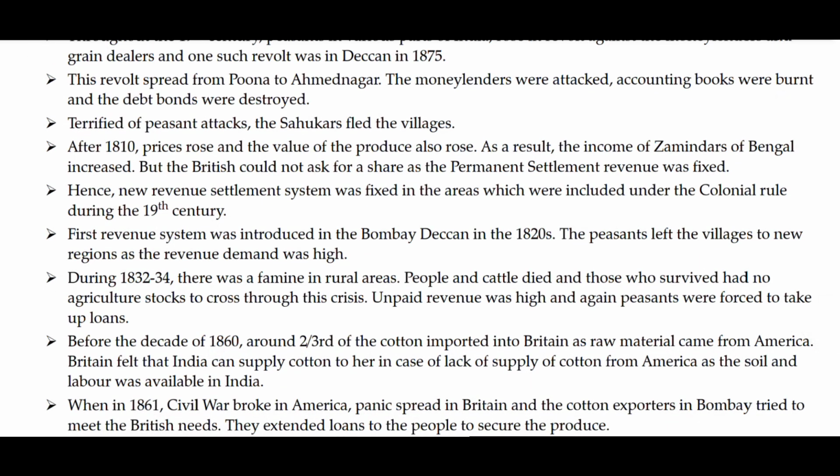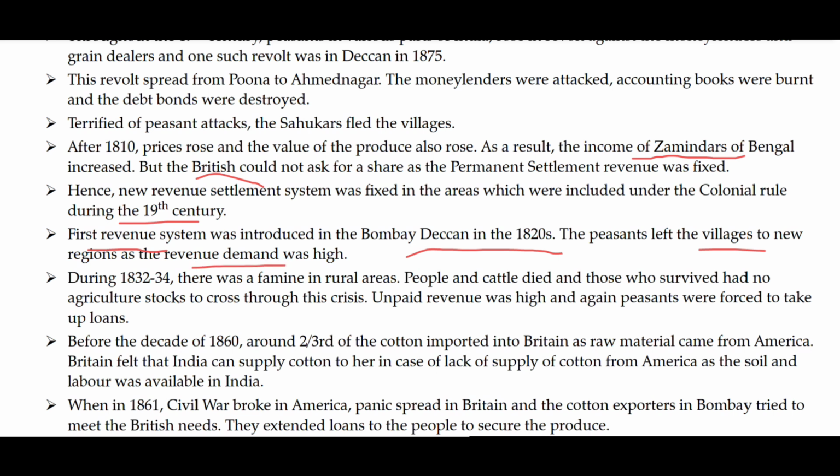After 1810, prices rose and the value of produce also rose. As a result, the income of zamindars of Bengal increased, but the British could not ask for a share as under the permanent settlement the revenue was fixed. Hence, a new revenue settlement system was fixed in the areas which were included under the colonial rule during the 19th century. The first revenue system was introduced in the Bombay Deccan in the 1820s and the peasants left the villages for new regions as the revenue demand was high.